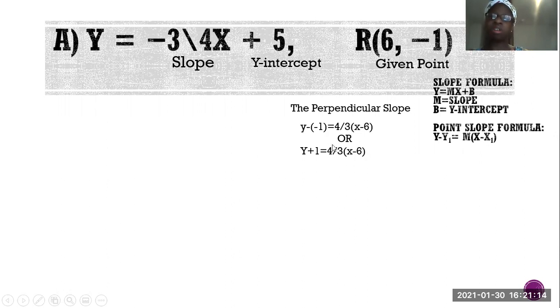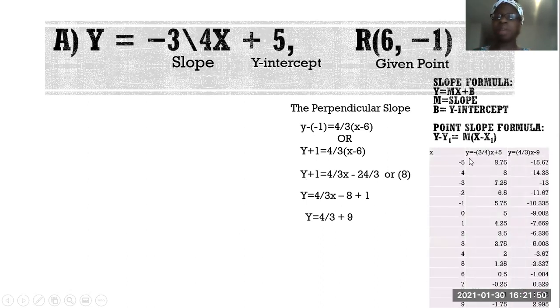So now we'll just distribute the 4/3 into the x minus 6. And this will get us 4/3 x minus 24/3, or 8. This simplifies to 8. And then we have our y plus 1 left. So we'll just subtract 1 on both sides, which will give us 4/3 x minus 9.